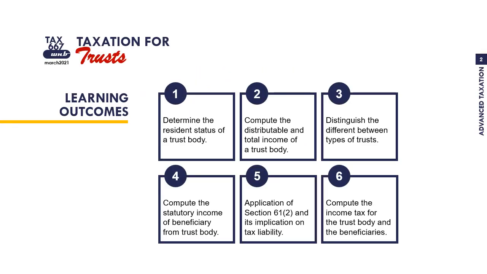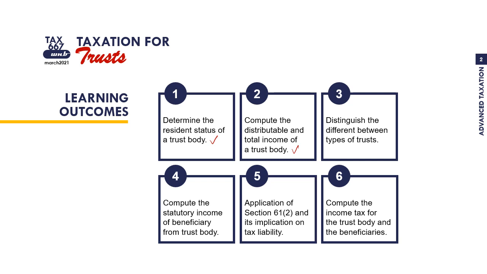Before we go into details, let's look at the learning outcomes first. We have altogether 6 outcomes to be achieved at the end of this topic. First, you should be able to determine the resident status of a trust body. Next, we are going to learn how to compute the distributable and total income of a trust body.